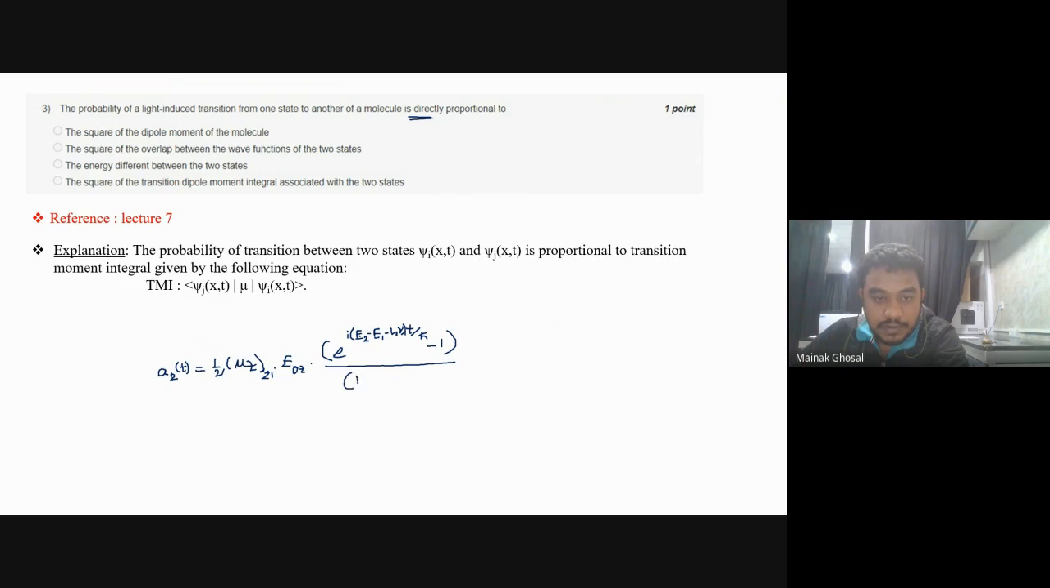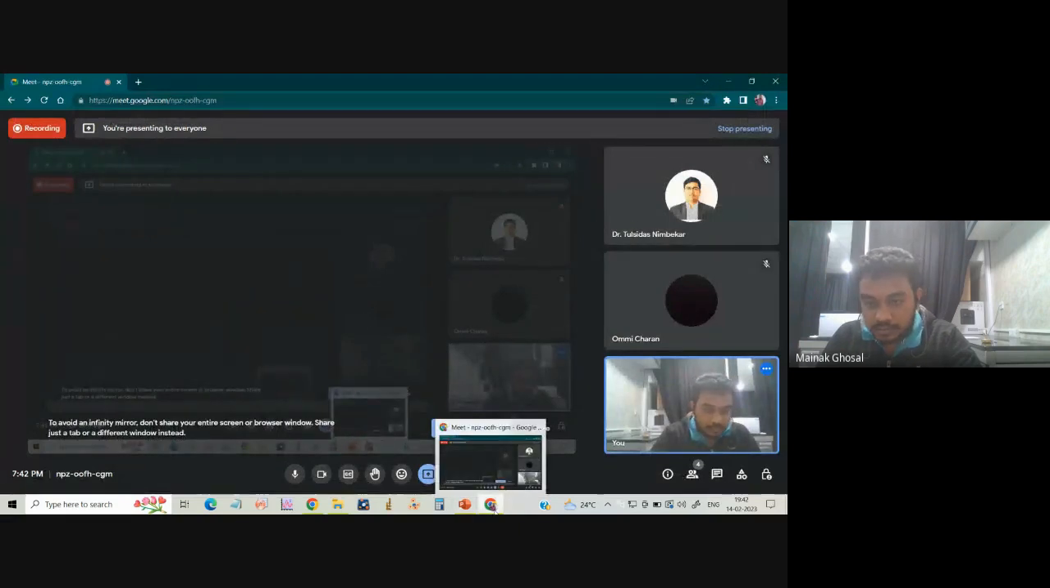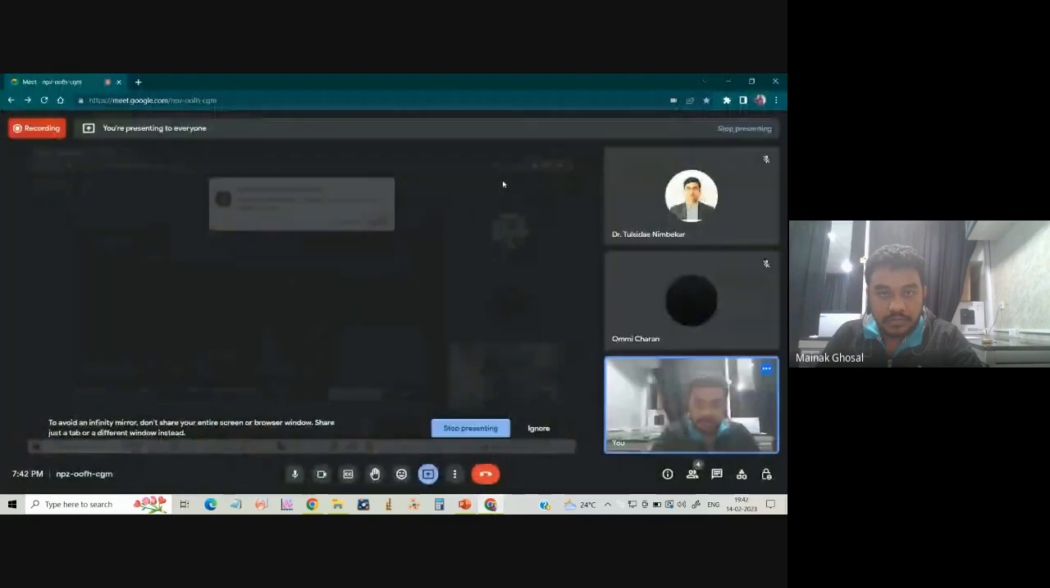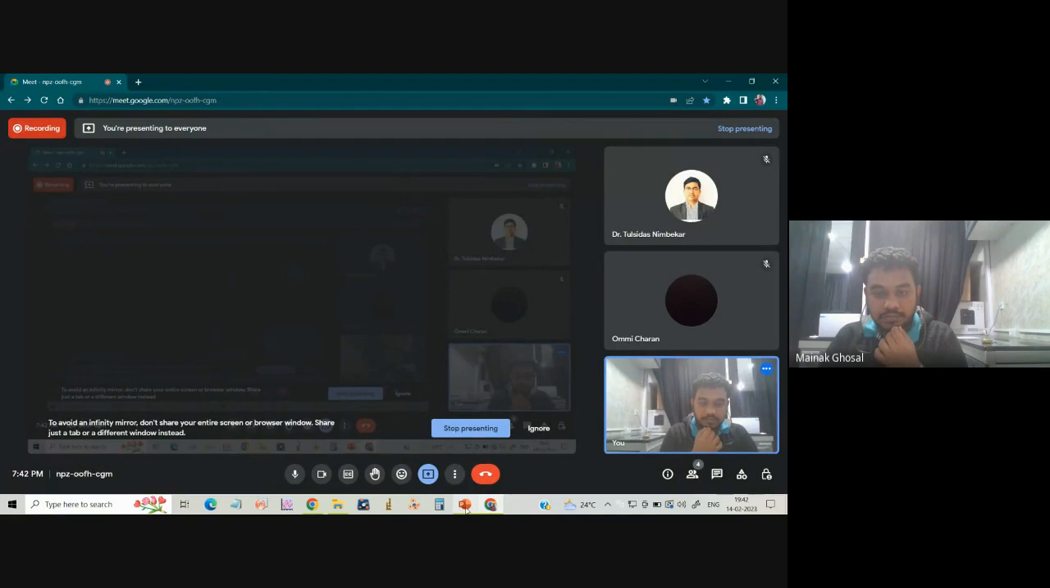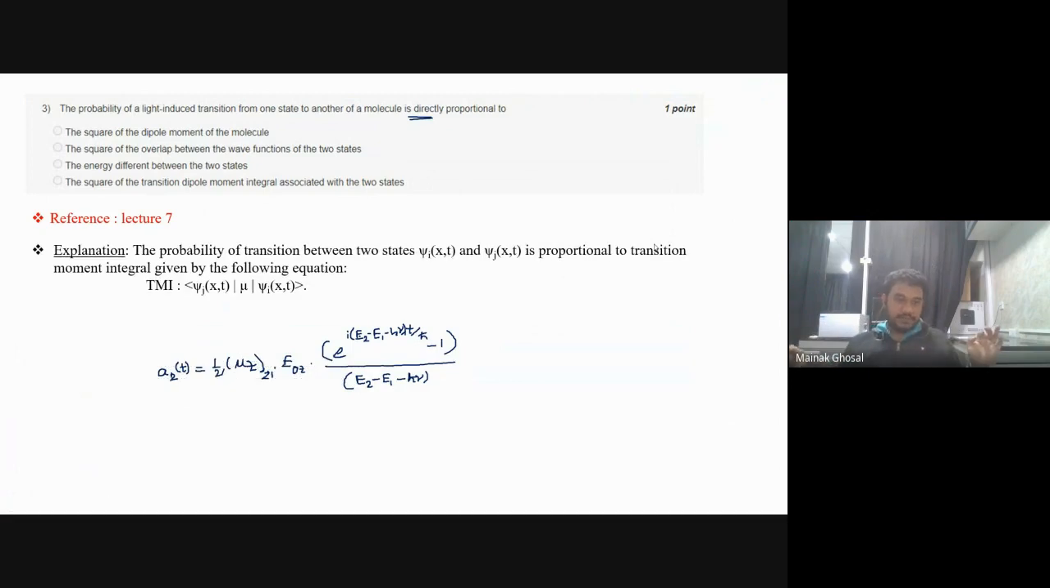So in the numerator, E2 minus E1 minus h nu. This is the final equation you have seen. So this was the equation that Professor Hajra has shown you, the probability of transition between two states and the population of the A2 state. You can define it in these terms, where every symbol has its usual meaning.